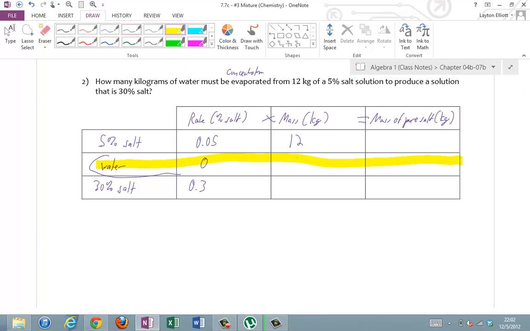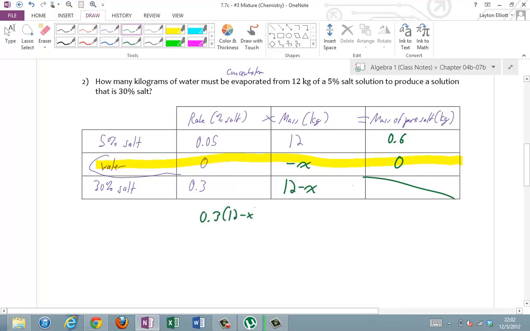So we get 12. I'm going to put a minus x, or a negative x, because it's really losing it. And then the important thing is that we have 12 minus x for that part. Okay. So what do we do over on the column on the right? So we add, we subtract, it's really kind of irrelevant because 0 times negative x is still 0. 12 times 0.05 is 0.6. Split the cell again. We're going to multiply 0.3 times 12 minus x equals, and take the column over there, and I have 0.6.